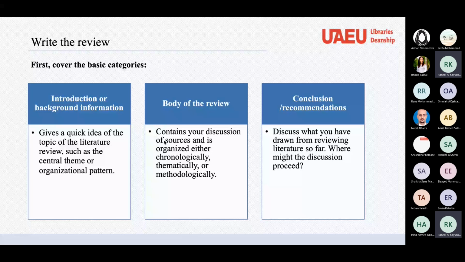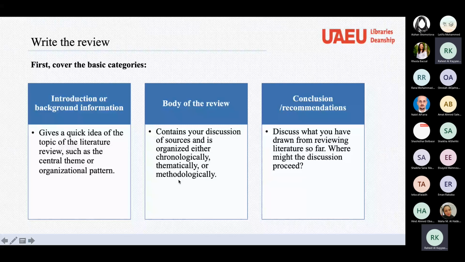So it contains your decision of sources and it's organized either chronologically, thematically, or methodologically. So what types of methods you are using on the body of the review. Conclusions is the recommendation. Discussion. Discuss what you have drawn from reviewing literature so far and where the discussion might proceed. So you recommend some further studies to do, and someone can continue where you have stopped.